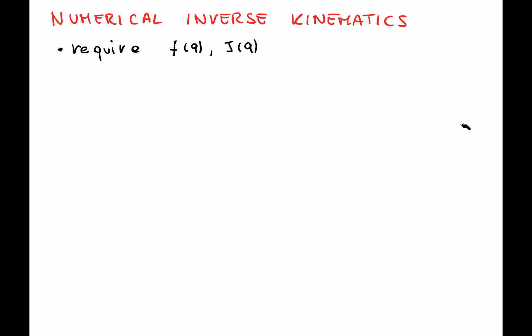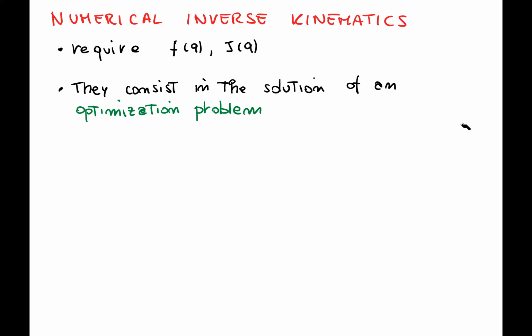As inputs, numerical inverse kinematics needs only the direct kinematics and the Jacobian. So these two things are the ingredients. And we can think about solving inverse kinematics, writing it as an optimization problem and finding the solution of this optimization problem.